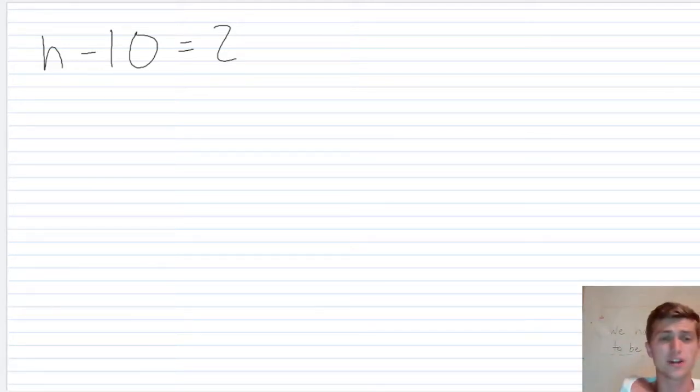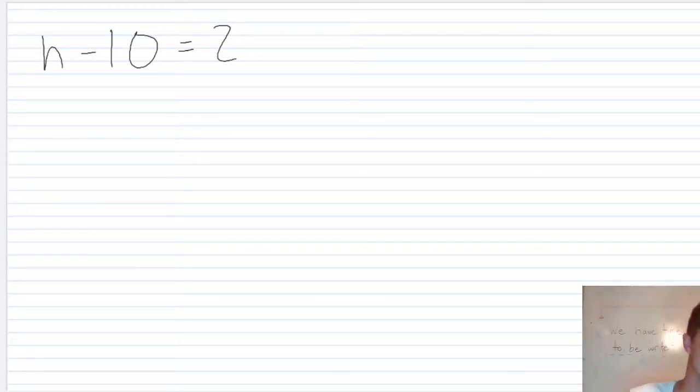I know, Tanner, you probably think it looks like an H, and my 2 looks like a Z. Well, too bad. I already told you it's n minus 10 equals Z. No, 2. It equals 2. Alright, you got me.